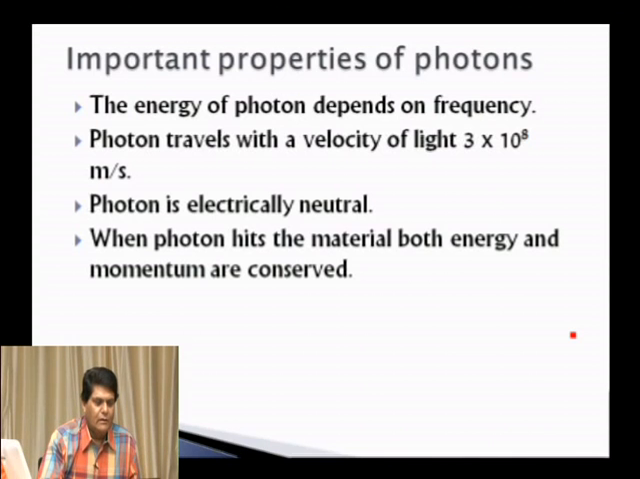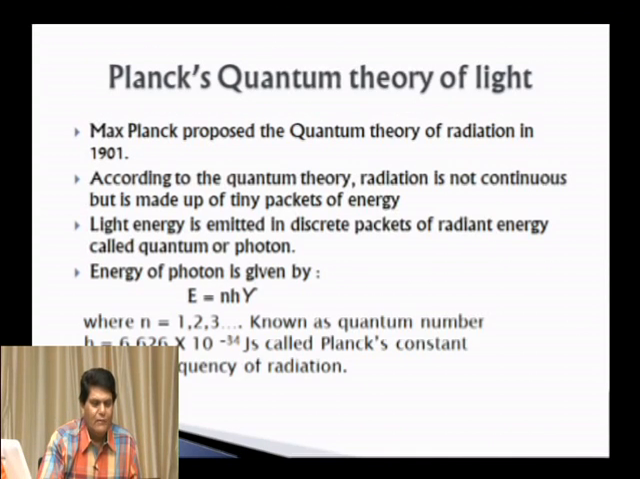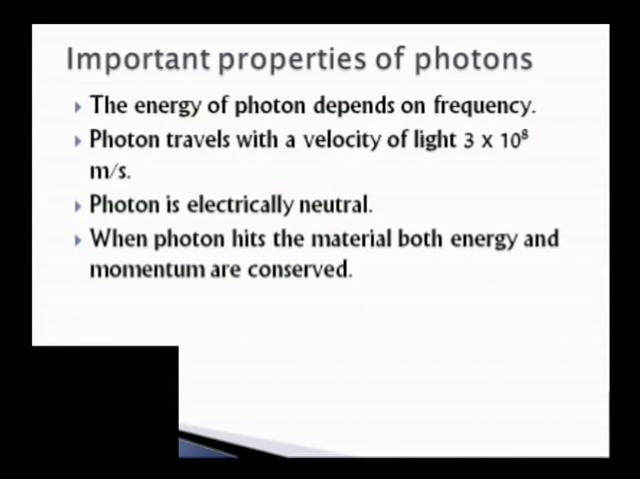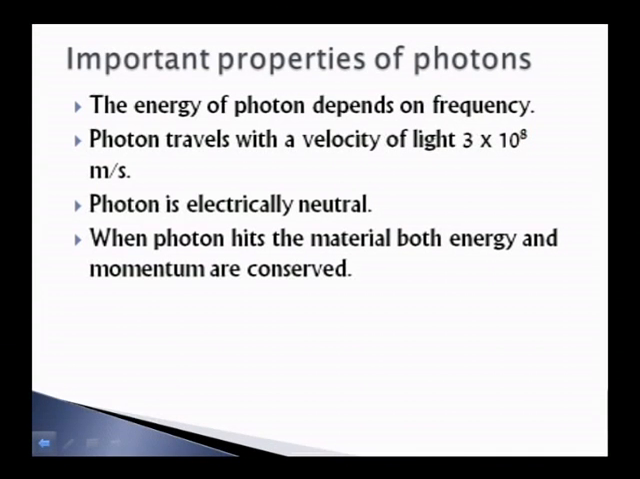Next, the photon travels with the velocity of light. So, the velocity of the photon is almost equal to the velocity of light, that is of the order of 3 into 10 raised to 8 meters per second, and these photons are electrically neutral. The next is, when a photon hits the material, both energy and momentum are conserved. So, this is one of the interesting properties possessed by the photons.